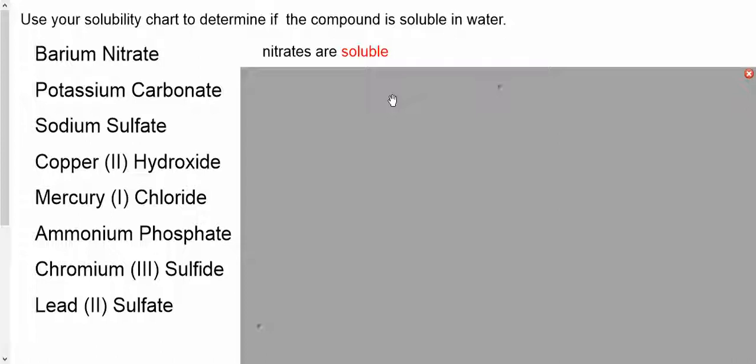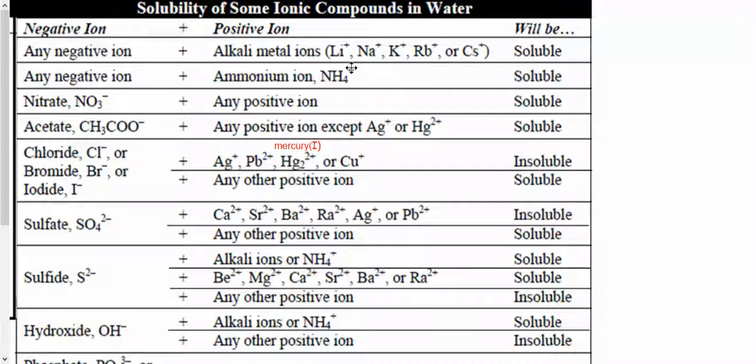Potassium carbonate. We'll go to the chart and look for carbonate. Potassium is a group 1 metal, therefore it is an alkali metal. So let's go back to the chart. It says that alkali metal ions with any negative ion are soluble. Therefore, potassium carbonate is soluble.